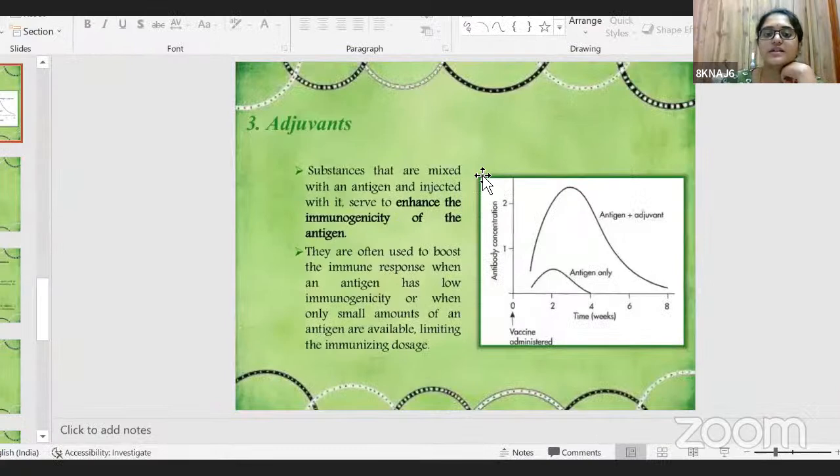So again, adjuvants are substances that enhance the immunogenicity of the antigen. With the antigen alone, you can see that the time is less and the antibody concentration is less. With an adjuvant along with an antigen, you can see that it elicits a better antibody concentration.